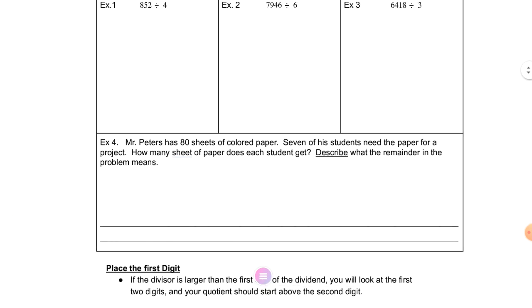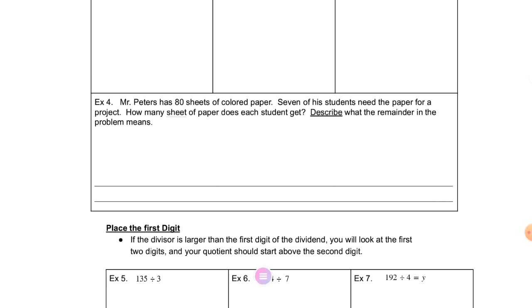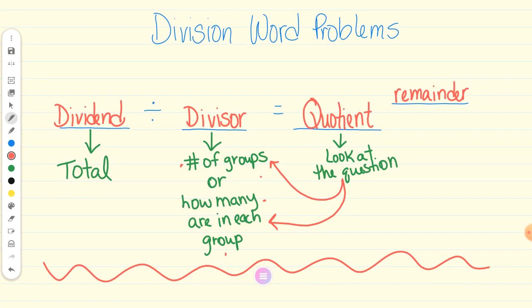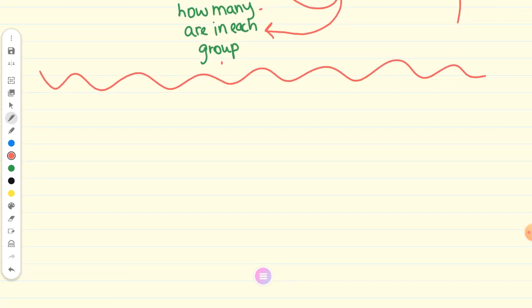This is the same one you guys had, right? This is your first one about Mr. Peters. Okay. So Mr. Peters has 80 sheets of colored paper. 7 of his students need the paper for a project. How many sheets of paper does each student get? Describe what the remainder in the problem means. We'll get to that. Okay? So let's go back to my work page. I'm going to title this example 4 because that's what it is on your worksheet. Okay, so let's do example 4.